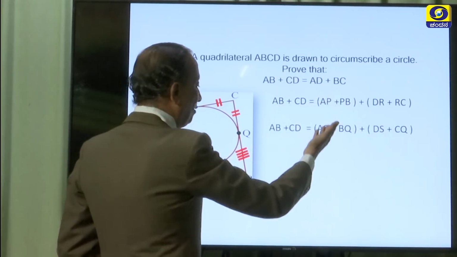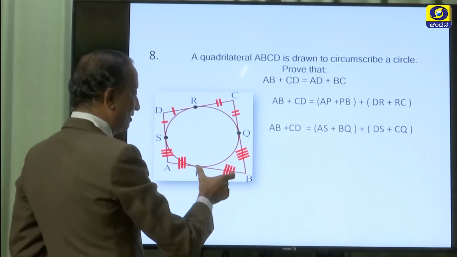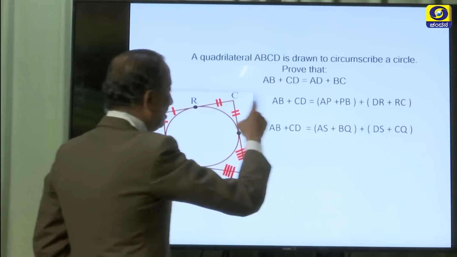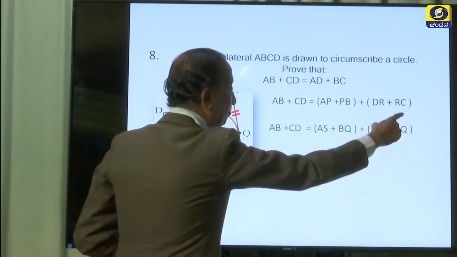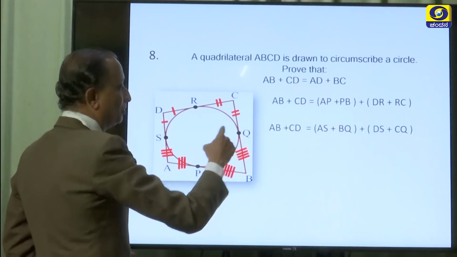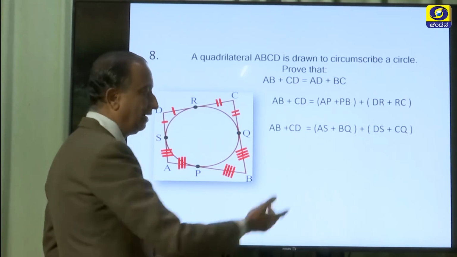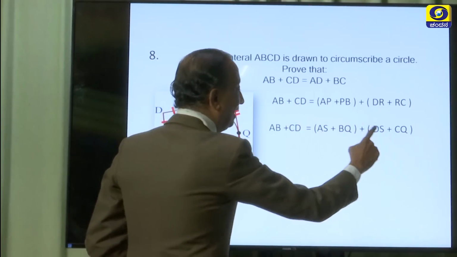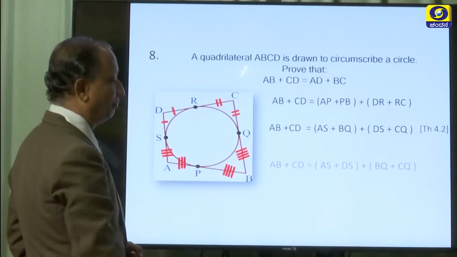So, in place of AP, you write AS. And instead of PB, you write BQ. Instead of DR, you substitute DS, and in place of RC, you can substitute CQ. Now, how to add this? So, it can be added so easily by rearrangement. AS and DS, let us club it together. Okay, this is because of 4.2.